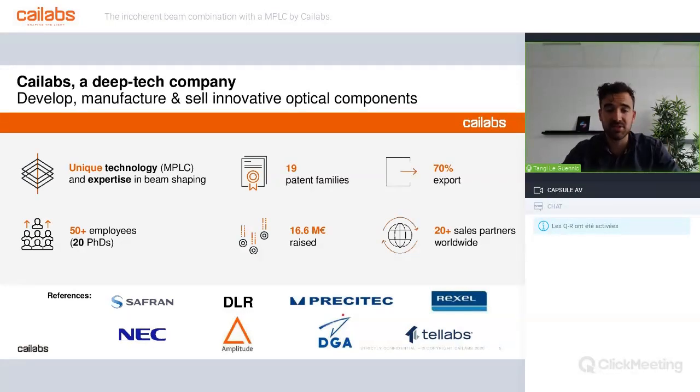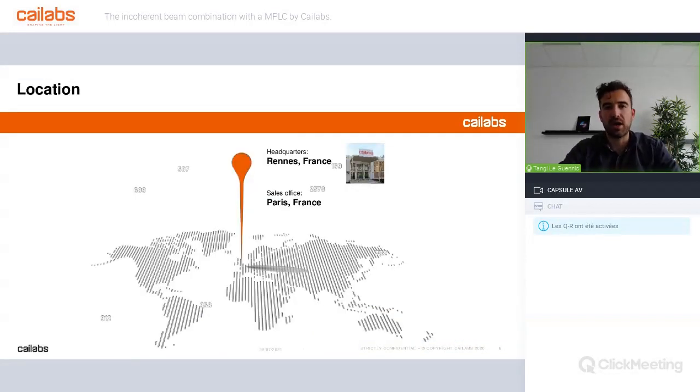So firstly, what is Cailabs? We are a deep tech company. Cailabs developed a few years ago a unique patented technology, which is the MPLC, multi-plane light conversion. And more generally, we are experts in beam shaping. We are now more than 50 with 20 PhDs, and we are able to develop, manufacture, and sell innovative optical components. We are located in Rennes, in Brittany, in the west part of France. And since last year, we also have a sales office in the center of Paris.